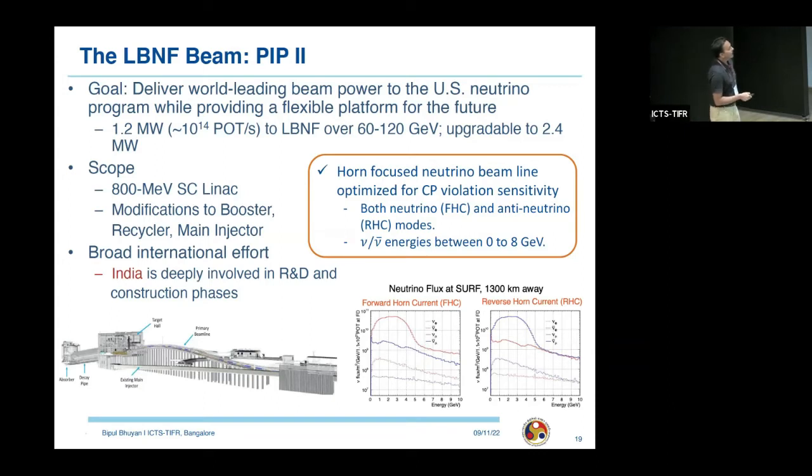Okay, and this particular facility is going to give us both the neutrino and the anti-neutrino beam in this particular energy range, roughly 0 to 8 GeV. Therefore, the Far detector is going to see a broad neutrino spectrum, and that is going to help us look at both the first and second oscillation maximum.